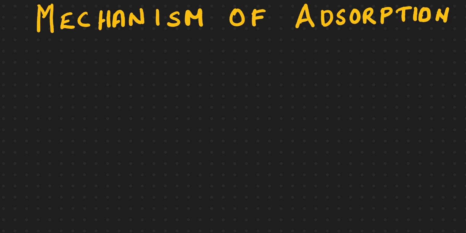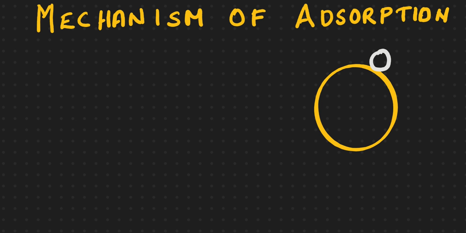So first, mechanism of adsorption. Last time we have seen that an adsorbate molecule is adsorbed. So why is this adsorbate molecule attracted to the adsorbent? Adsorbent and adsorbate, I hope you remember. And so why is this attracted? What is the driving force of this adsorption?